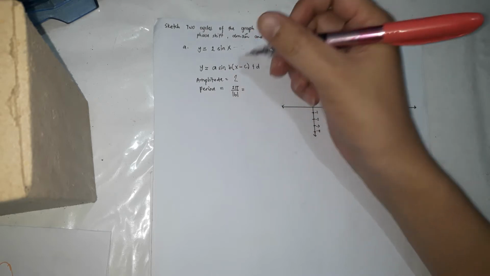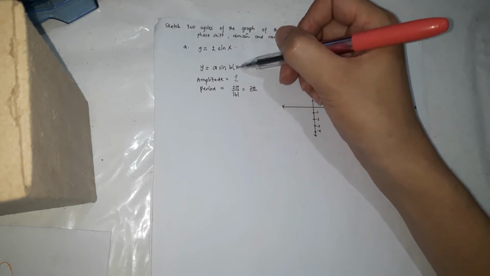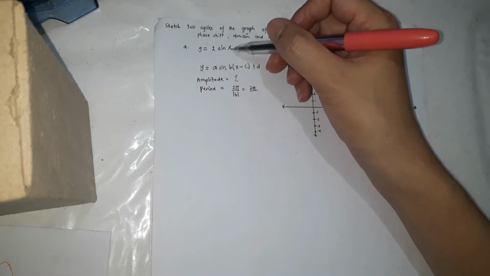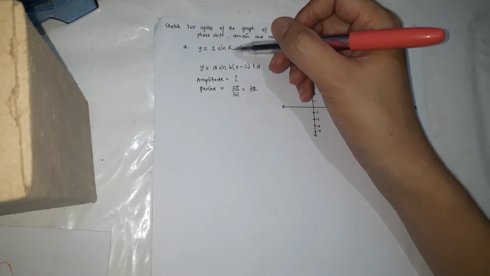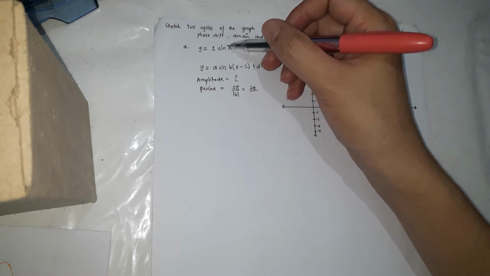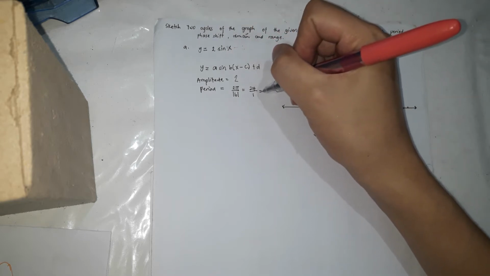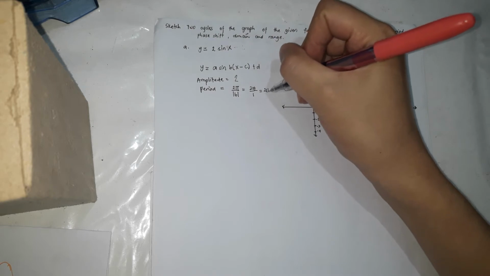The period is equal to, the formula for the period is 2 pi over the absolute value of B. So copy 2 pi over B in here. Ang B is yung katabi ng X. So in our given function, ang katabi ng X is 1. Kasi wala siyang katabi, ibig sabihin may 1 yan siya dyan. So 2 pi over 1, which is equal to 2 pi. So ang period is 2 pi.